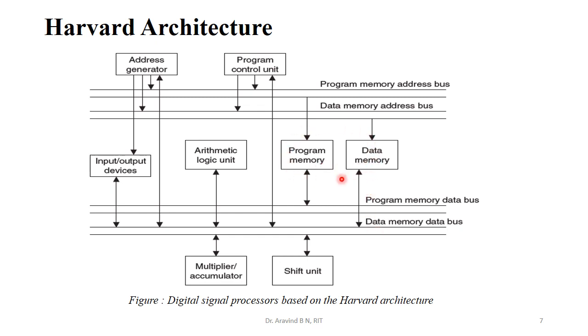What this indicates is that we are going to have separate memory locations for the program as well as for the data. So the program will be fetched from the program memory and any corresponding data will be fetched from the data memory, and for both of them we have separate buses. Along with this, we have the arithmetic logic unit, multiplier and accumulator, the shift unit, then program control unit, address generator, and input output devices.